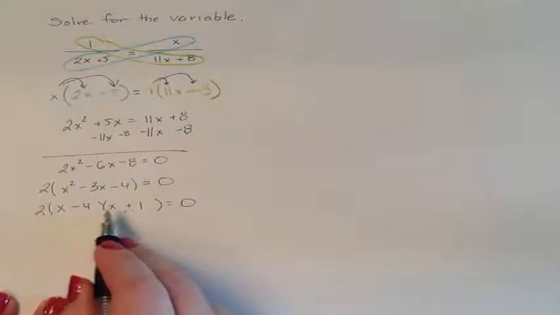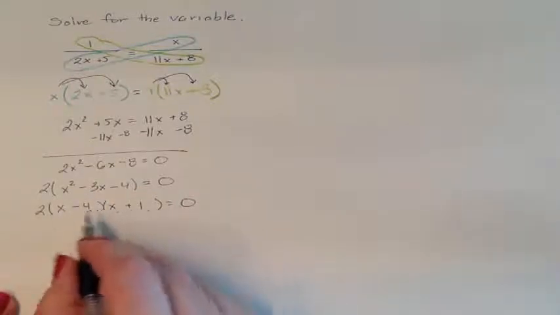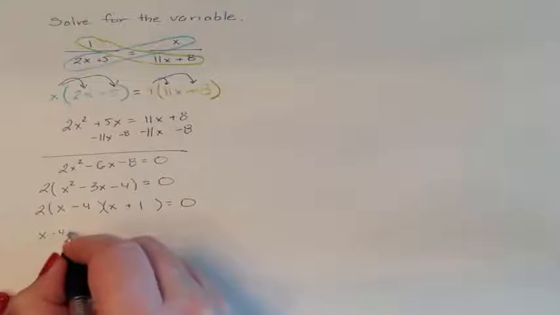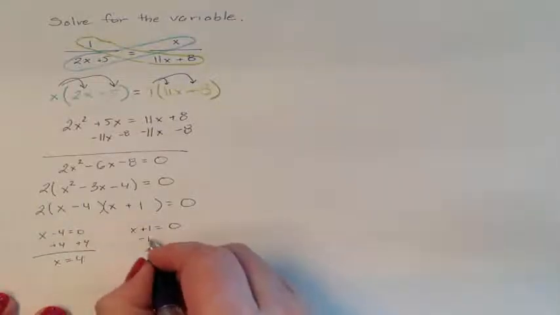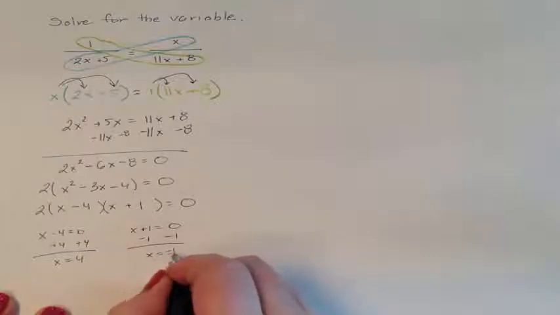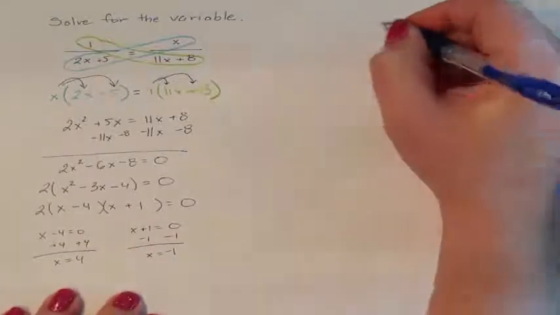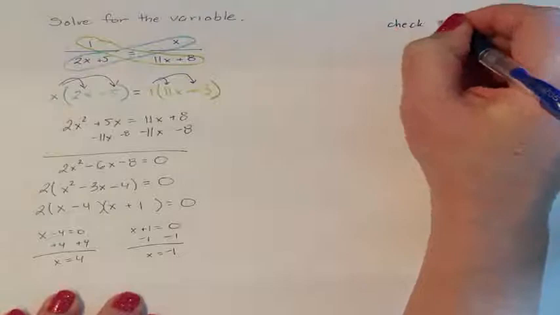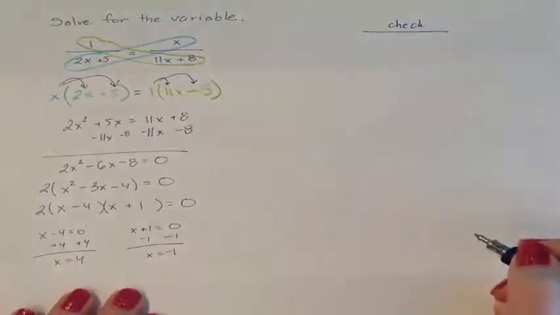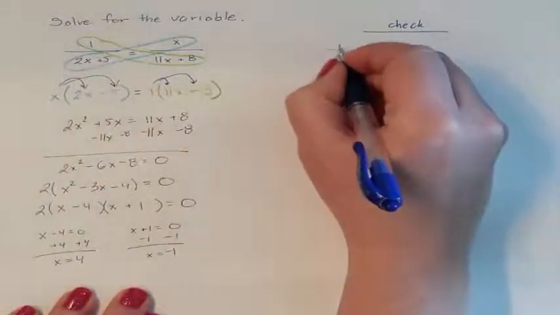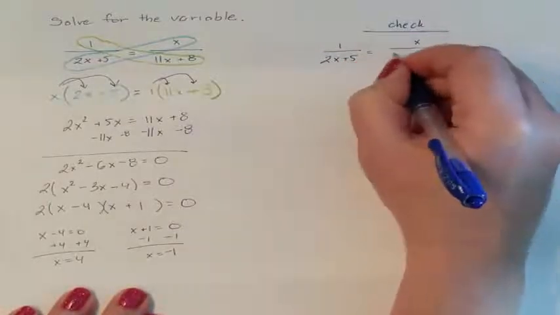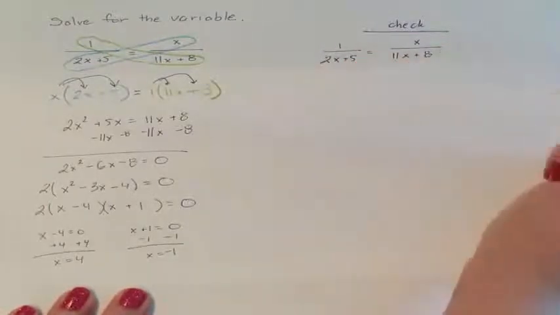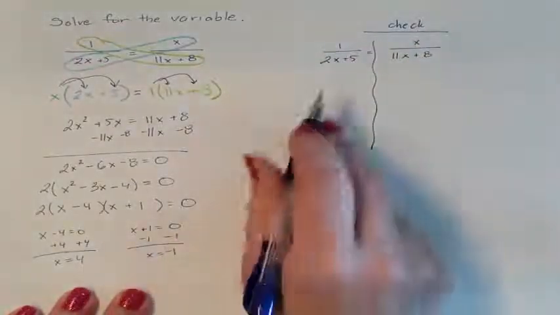So now that I have two factors, I know each of these could be set to the 0. I'm going to end up getting two answers. So x equals 4 and x equals negative 1. I have two answers. So we're going to come over here and you need to check both answers to make sure both of them actually work. So I have 1 all over 2x plus 5 equaling x all over 11x plus 8. So let's go ahead and test 4 first.